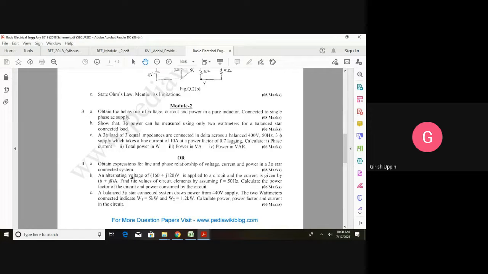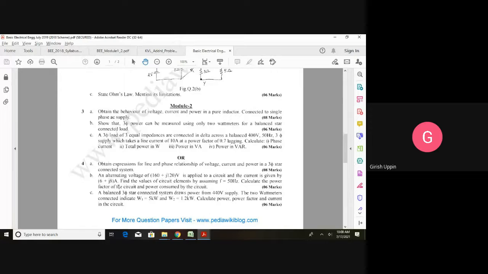So this is the voltage: V is equal to 160 plus j120, applied to a circuit. The current is given as 6 plus j8. You have to remember the formula V is equal to I into R. That is Ohm's law, isn't it? V is equal to I into R is for the DC circuit. If it is an AC circuit, V is equal to I into Z.